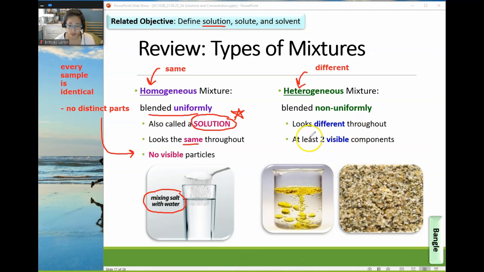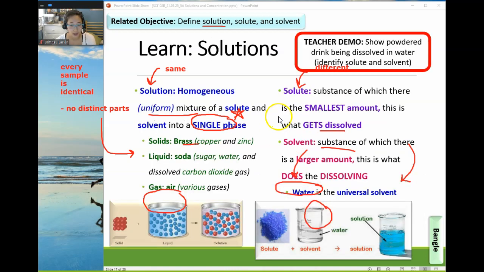Now, heterogeneous mixtures, some examples again, they look different throughout. You can actually see the visible components. Example here is oil and water, right? This top part is definitely more oil. This bottom part is definitely more water, and so those samples look different. You can tell that there's oil and water. Same thing over here, you can see an example of sand or gravel. There are distinct pieces, right? I can actually pick out the black pieces, the white pieces, the yellow pieces, the brown pieces. I would be able to actually separate those. So that is a heterogeneous mixture. Each sample is a little bit different looking.